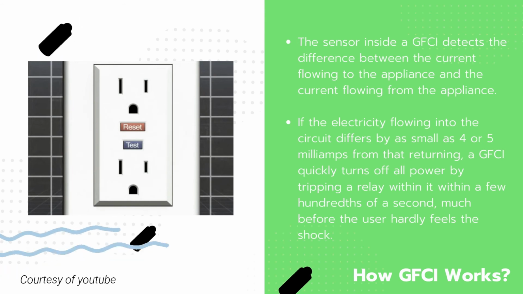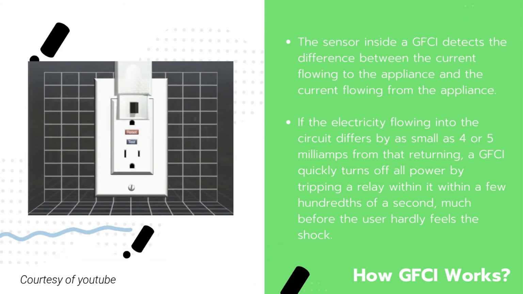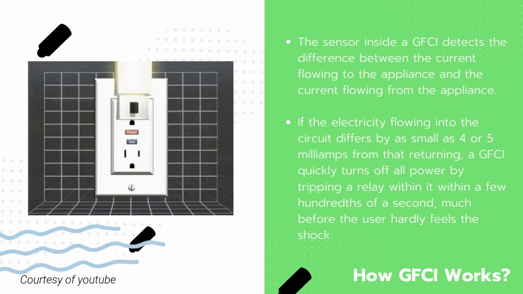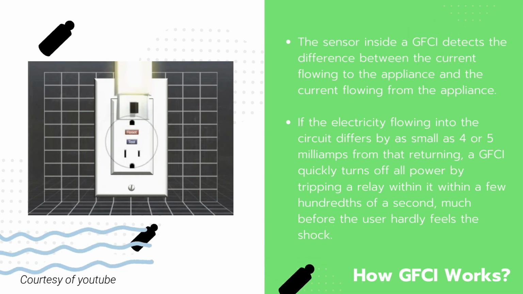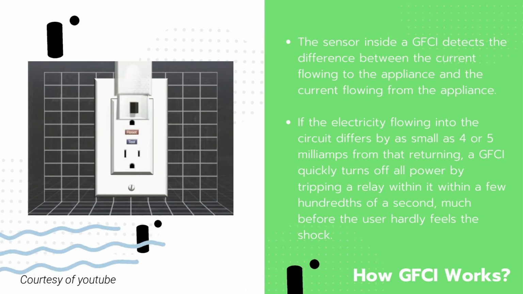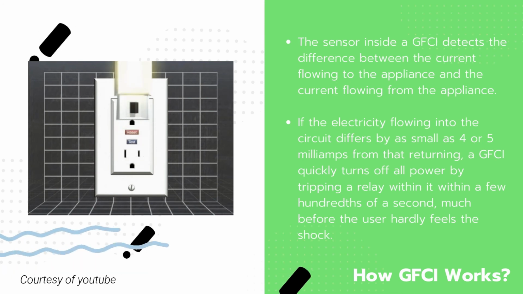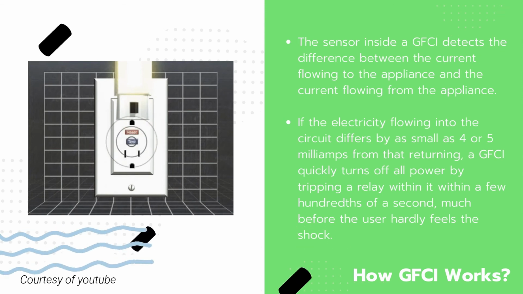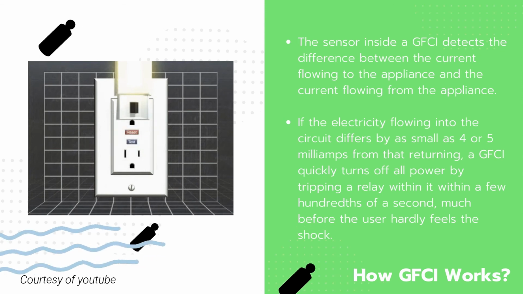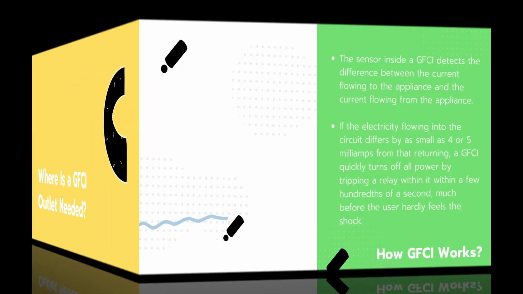When the problem is corrected, GFCIs can later be reset to restore power to the affected circuit. If the problem still exists and the GFCI continues to sense the difference in the amount of electricity flowing into the circuit to the flowing out, it will not reset.